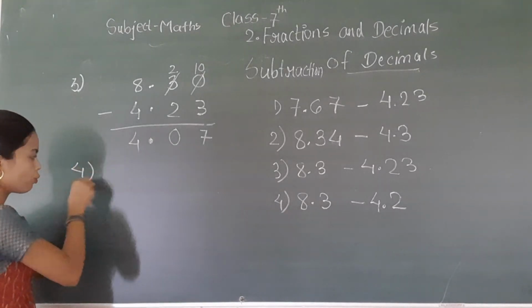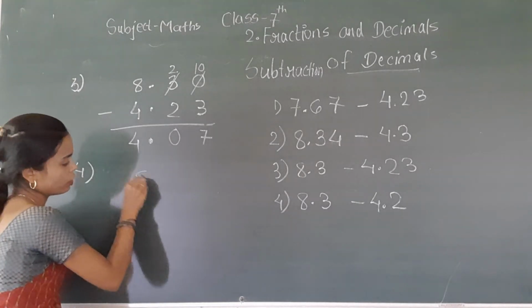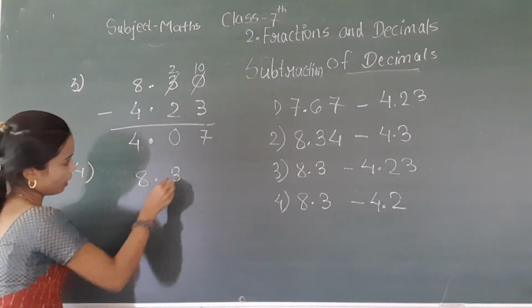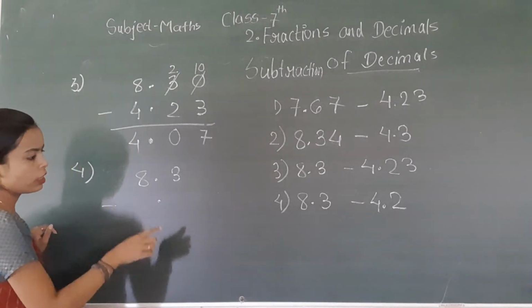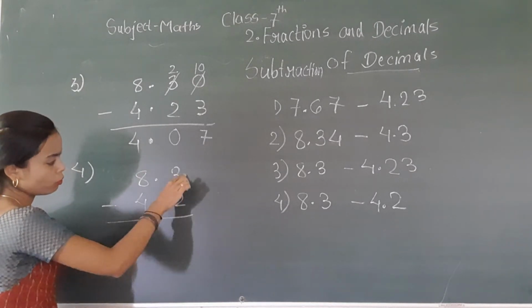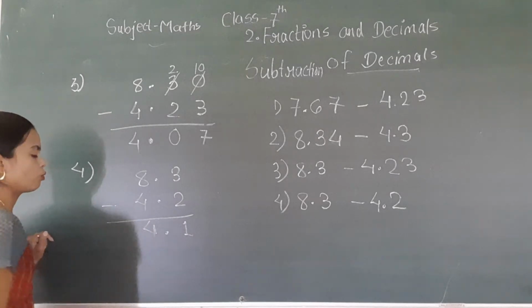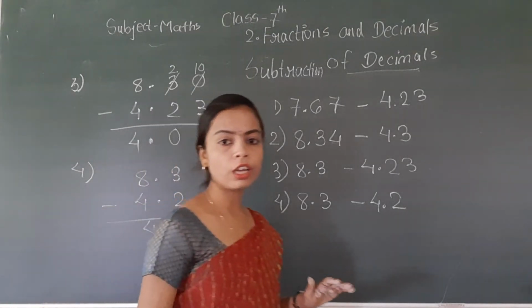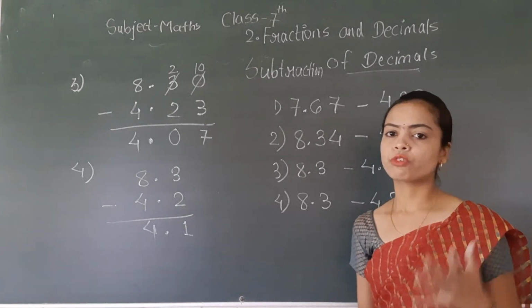What is question number 4? 8.3 minus, write the decimal point, before that 4 and after that 2. So subtract them. 3 minus 2 is 1 and 8 minus 4 is 4. Okay, so in this way you have to add and subtract your decimal numbers.